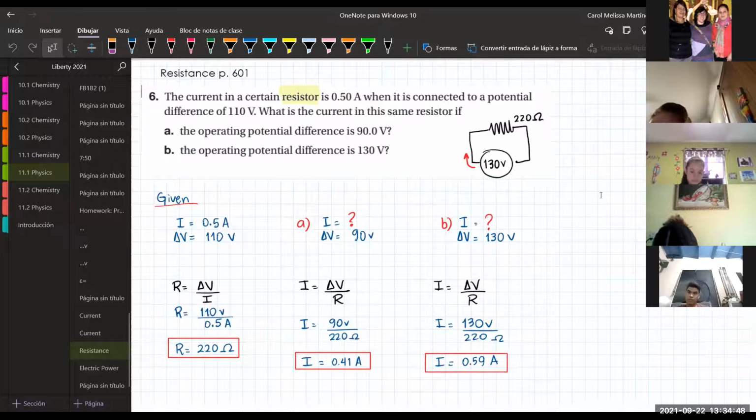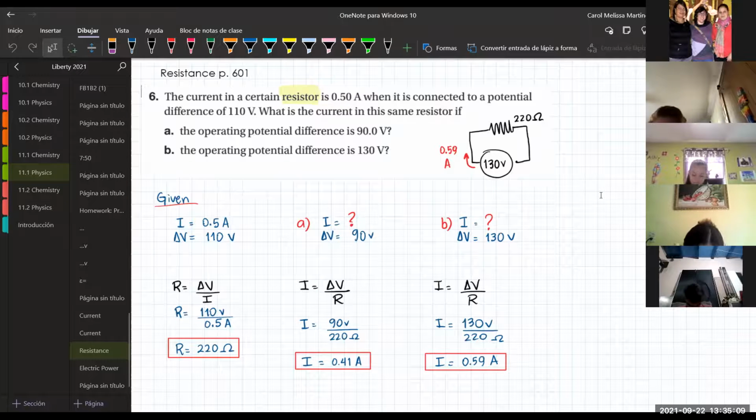In other words, in this sketch on this circuit, my new current, when I have this arrangement of 130 volts and one resistor of 220 ohms, the current is going to be 0.59 amperes. That's what it means. That's why these are the two answers that the problem asks you to find, okay? But to do that, before you had to get the resistance.